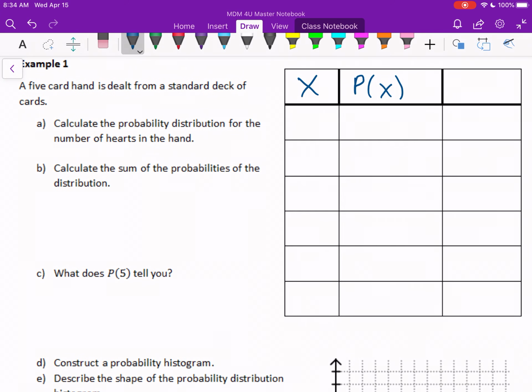An example: a 5-card hand is dealt from a standard deck of cards. So 5 cards. That's got to be important somehow. Calculate the probability distribution for the number of hearts in the hand. All right, so we could have 0 up to 5 hearts in a hand. So imagine you're being dealt a hand of cards. You could have 0, 1, 2, 3, 4, 5 hearts in your hand.